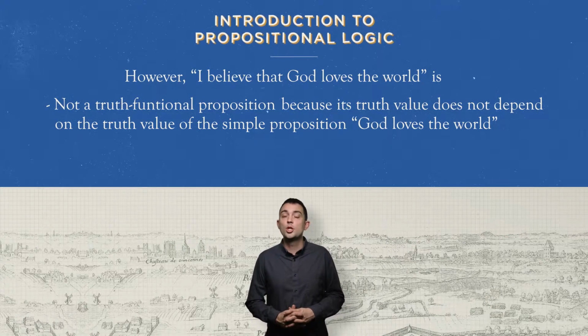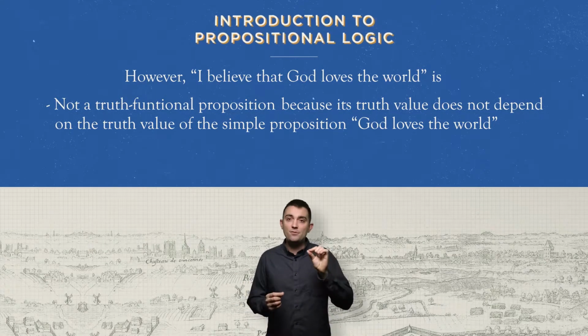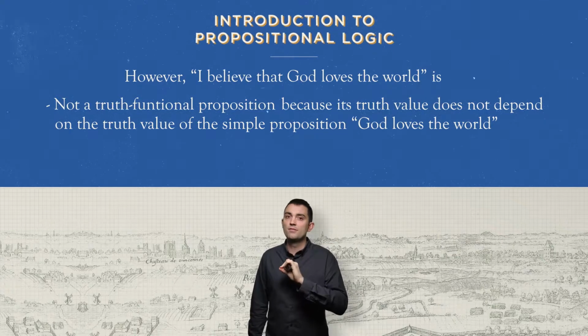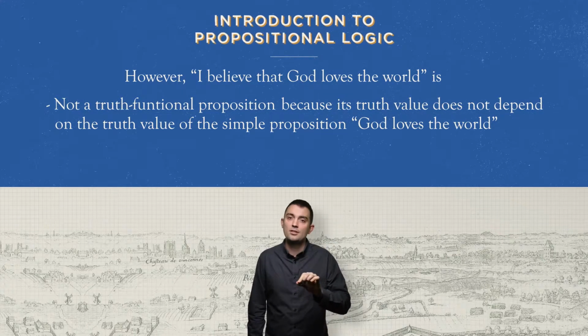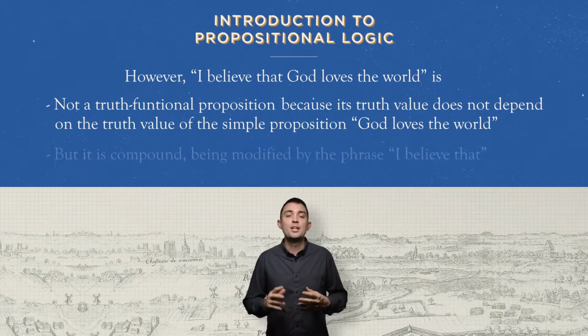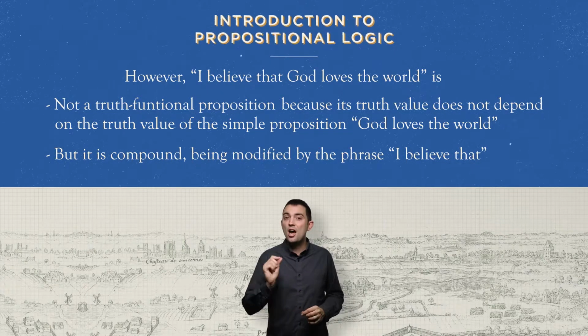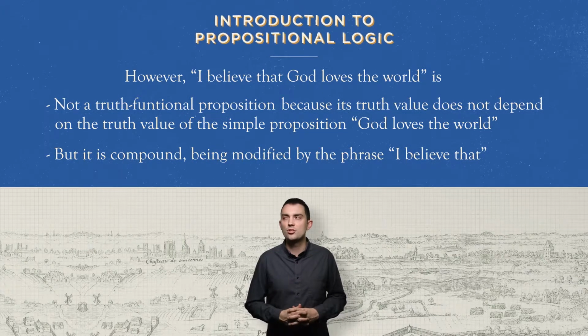God loves the world could be true, God loves the world could be false, but if you put I believe that God loves the world in front, it's a self-report. And we tend to take self-reports to be true. Someone could believe that God loves the world, whether or not it is true that God loves the world. But it is still compound because it's modified by the phrase, I believe that. And so I believe that God loves the world, though compound, is not a truth functional compound proposition. You see how these terms are starting to work together?